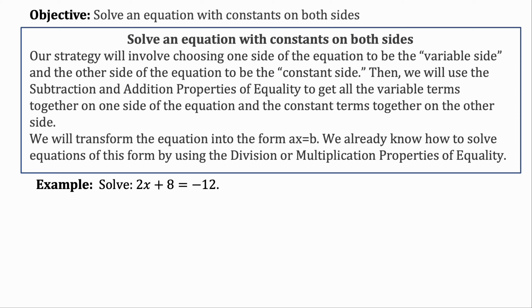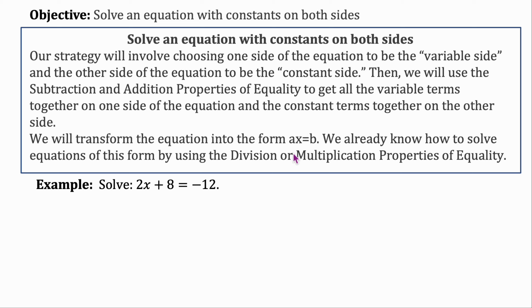In this video, we are going to solve an equation with constants on both sides. Now, our strategy here is we kind of want one side of our equation to be the variable side and the other side to be the constant side. And then we can use some of our subtraction and addition properties of equality to get all of those variables together and constants together. Our equation will be in this form ax plus b.